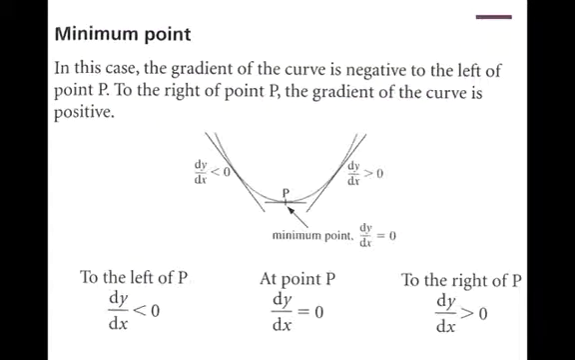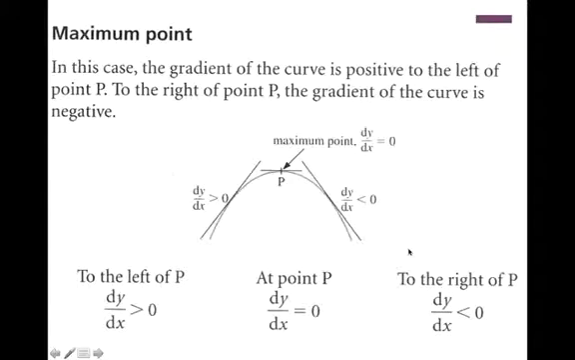Okay, hopefully you saw that the slope of the tangent line to the left of a minimum point is negative, and to the right of a minimum point is positive, and it's always going to be like that. If it's U-shaped, where there's a minimum point, we always have this relationship. At the minimum, the derivative is going to be 0, to the left it's going to be negative, and to the right it's going to be positive.